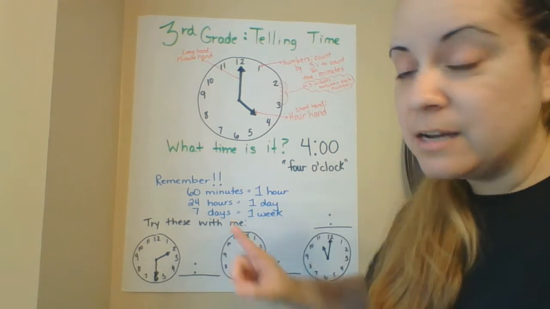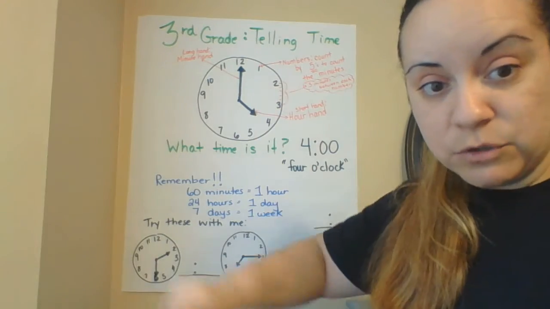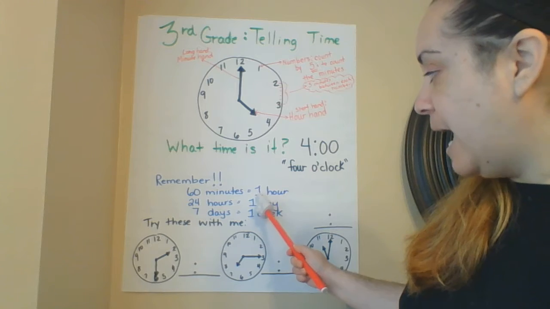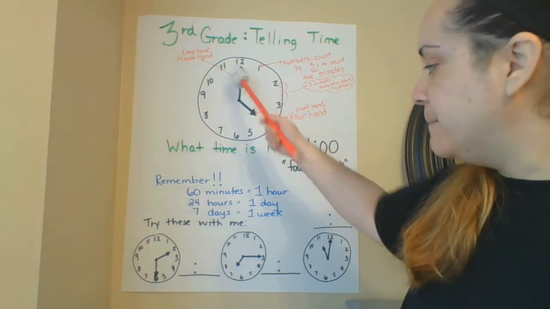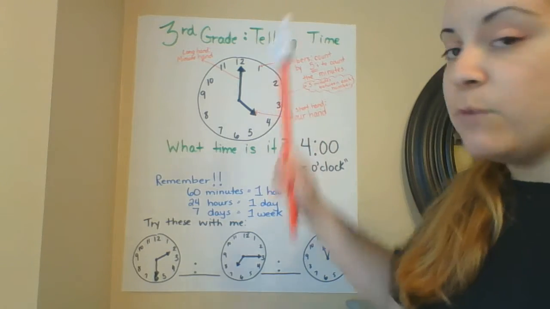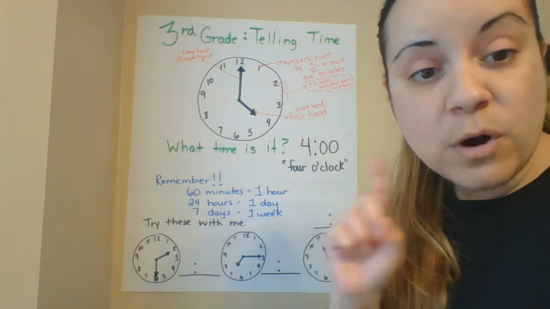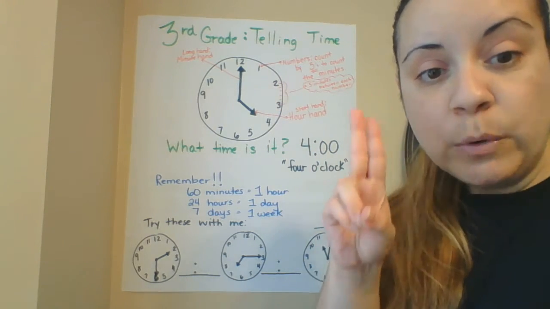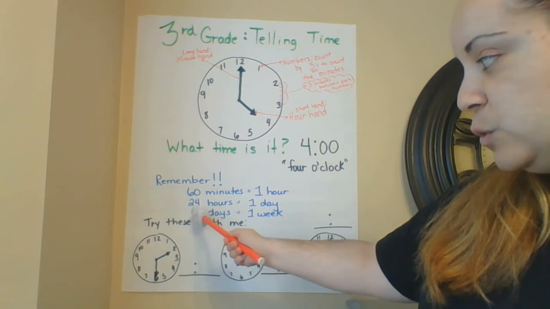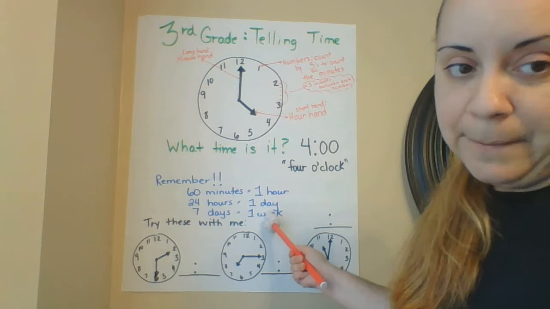But the clock, the minute hand, goes around 24 times because 1 hour is 1 time, but 24 hours equals 1 day. So 24 times around the clock, 24 hours in 1 day. 2 important numbers, 60 minutes equals 1 hour, 24 hours equals 1 day.